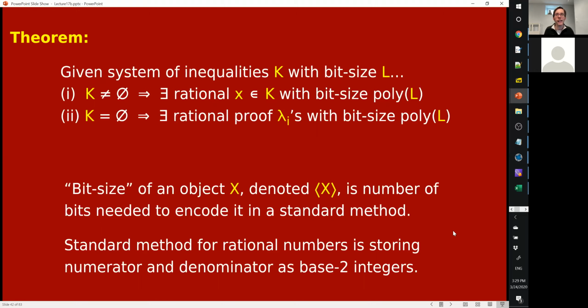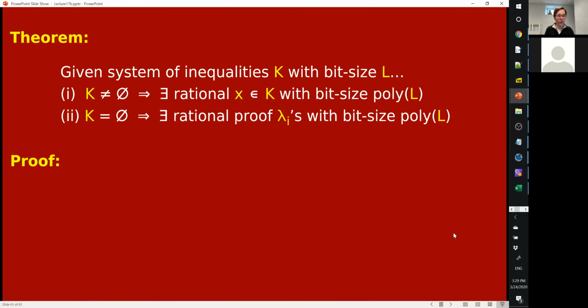And what is the proof of this? Well, that's what I want to talk about for a little while. First thing I'll say is actually it suffices to show bullet point 1. It suffices to show that when there is a solution, there's a solution with polynomially many bits in it. And what is the reason for this?